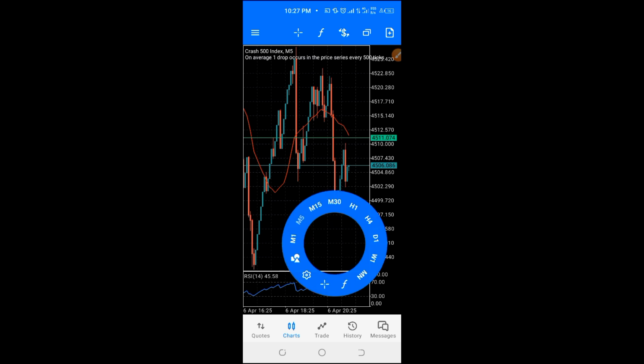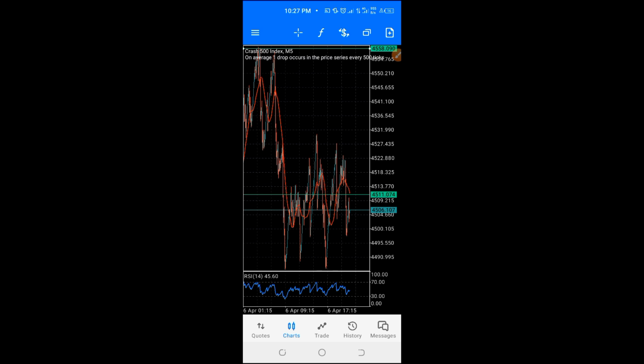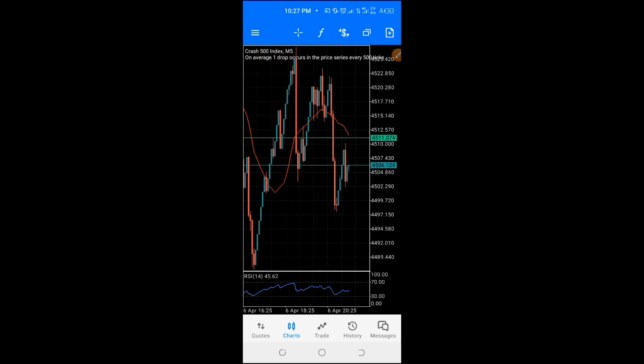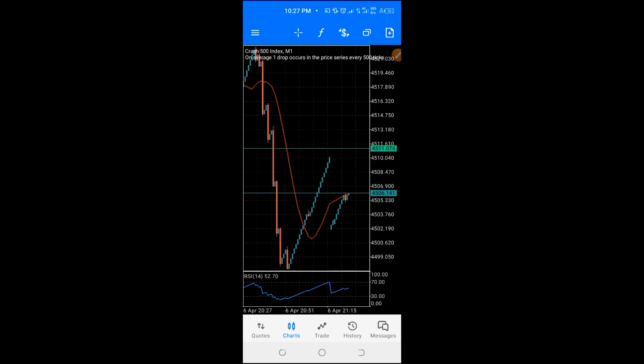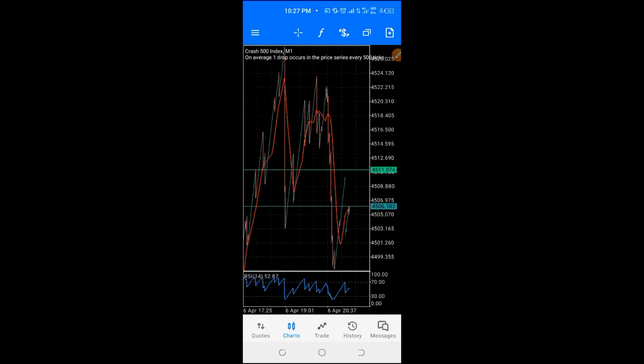So other things to check when you want to enter a trade: assuming you see this thing here, to confirm whether you will enter, maybe go to the 1 minute time frame and see what is happening in 1 minute. You see what is happening here. So you check your RSI.